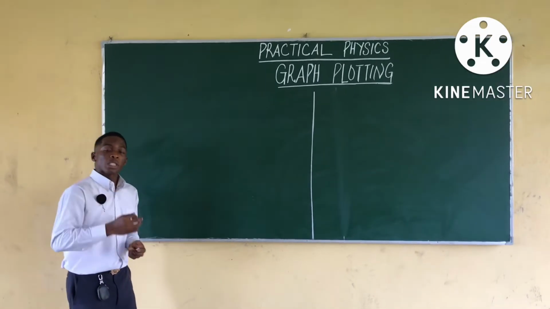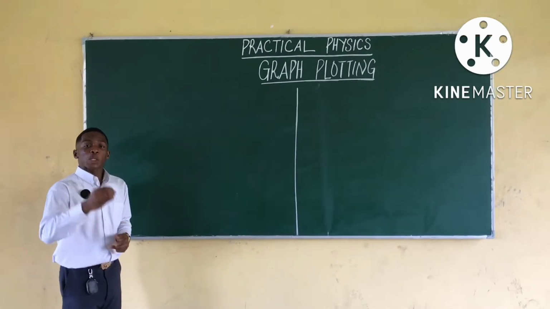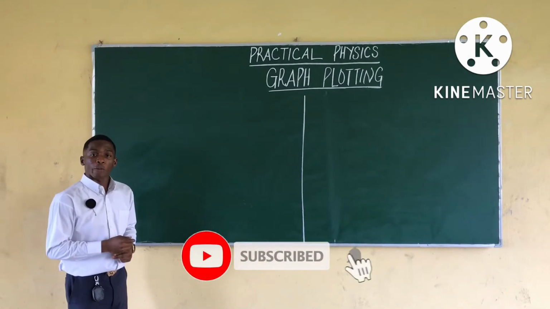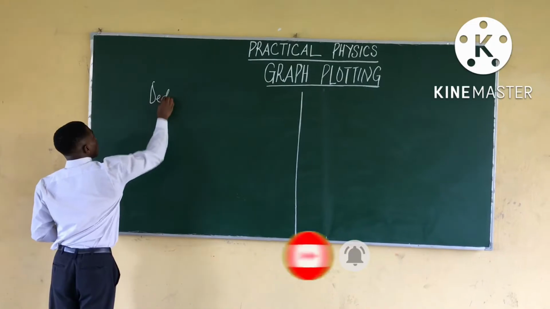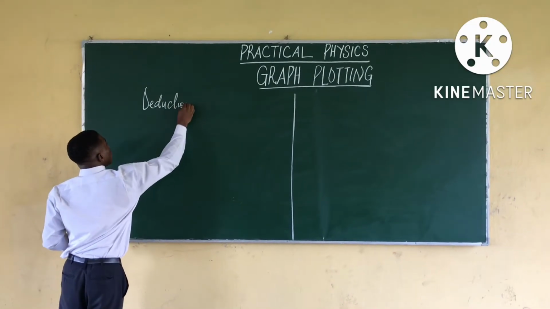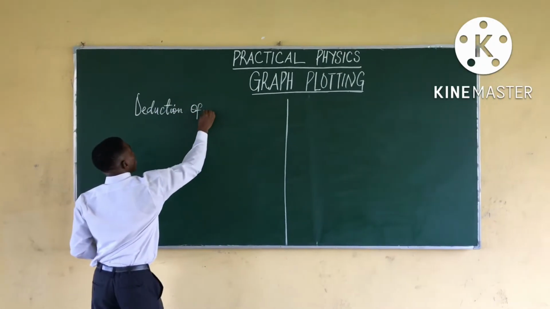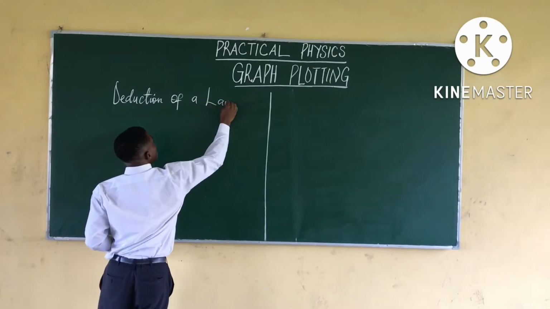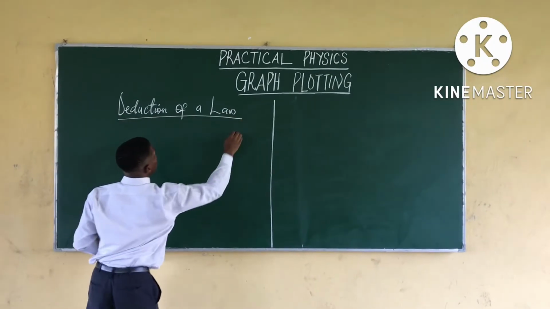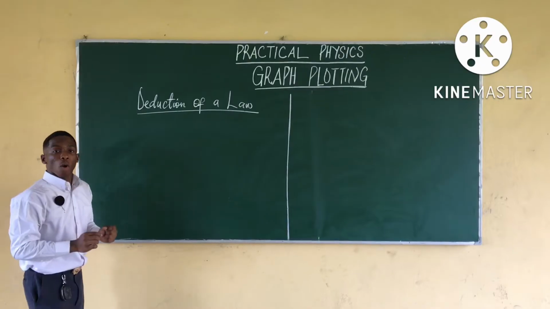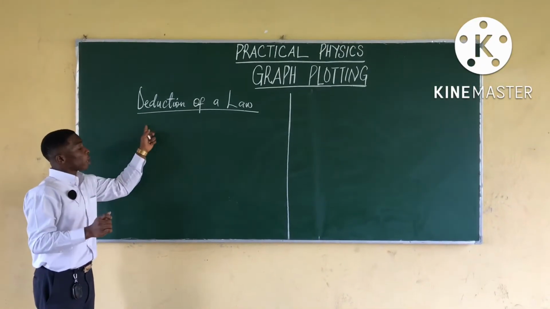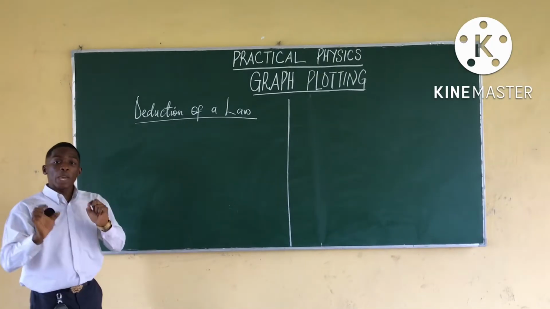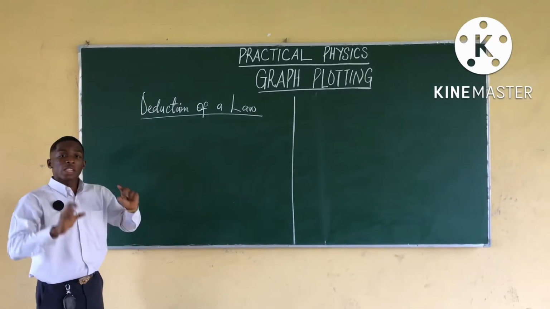Now, having known the definition of a graph, let's proceed to deduction of laws. Now, what is deduction? When we hear of this word, deduction of a law, what does it mean? Deduction of a law is the reduction. The major important word there is reduction.